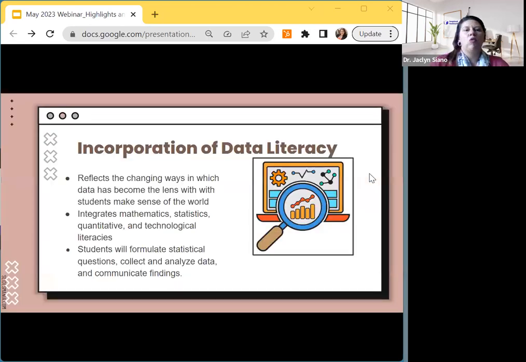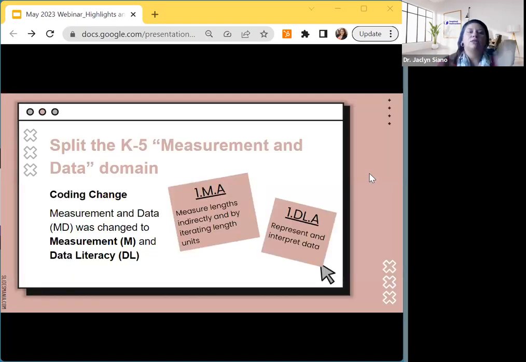And the push behind incorporating data literacy is we really want students to look through that lens and be able to discuss and respond to data-based questions, making sense of the world, integrating mathematics into other technological topics, being able to formulate statistical questions, collect and analyze the data, and communicate their findings. So it's really more building that real world capacity. So that's why measurement and data is now split.